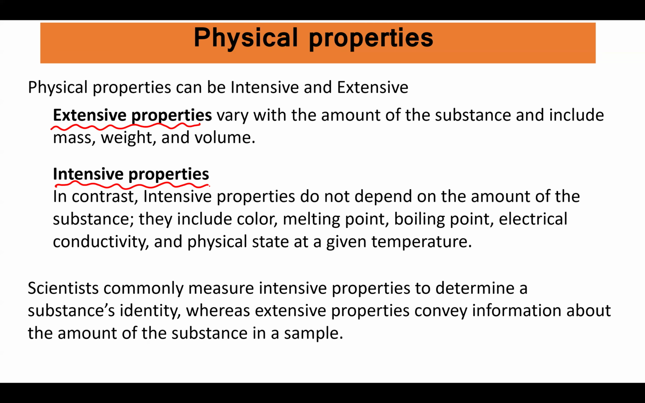Usually, when scientists determine the identity of a substance or of matter, they use intensive properties. When they want to convey information about the amount of the substance, they use extensive properties. But what exactly are extensive and intensive properties? Let's look at an example.